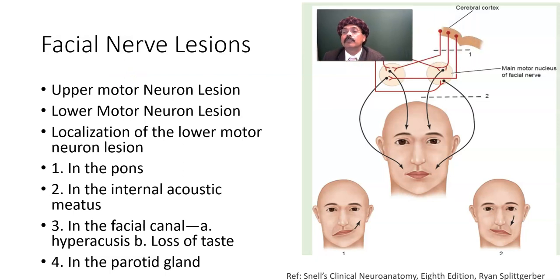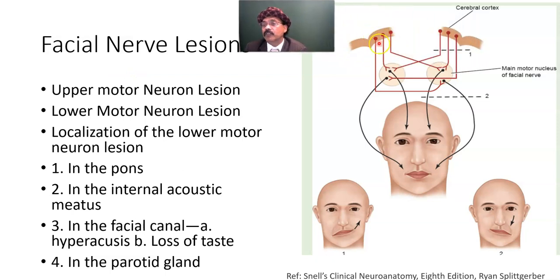Upper motor neuron lesion begins from the cerebral cortex. Okay, this is the upper motor neuron from the precentral gyrus area. And the lower motor neuron begins from the pons area and goes onward inside the facial canal, stylomastoid foramen. This is the lower motor neuron. This is the upper motor neuron. Okay, so upper motor neuron and the lower motor neuron. We have upper motor neuron lesion.